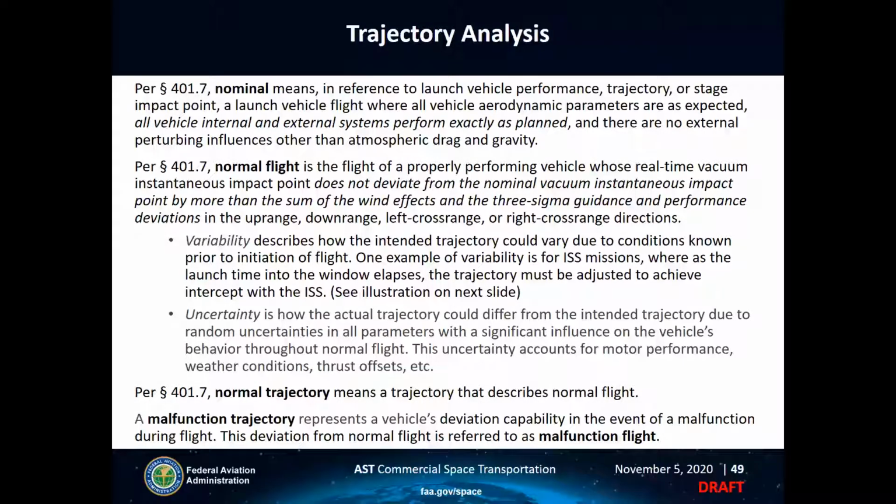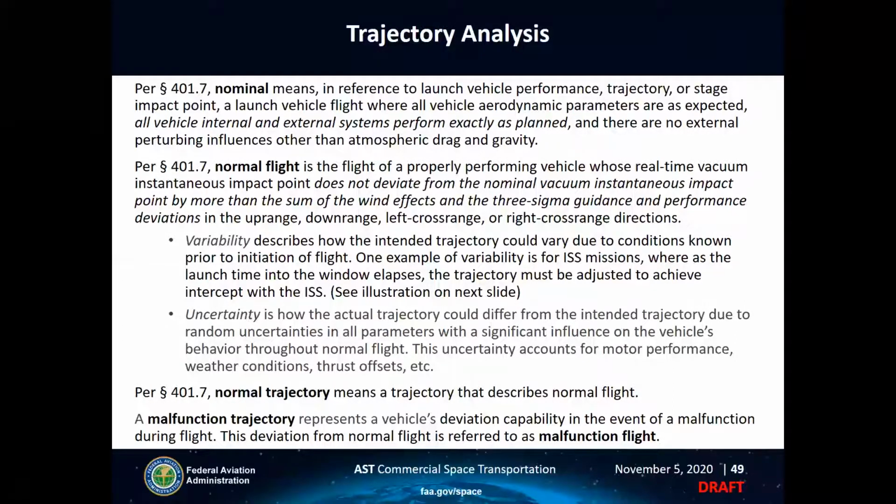Normal flight is the flight of a properly performing vehicle whose real-time vacuum instantaneous impact point, or IIP as it is commonly referred, does not deviate from the nominal vacuum instantaneous impact point by more than the sum of the wind effects and the 3 sigma guidance and performance deviations in the uprange, downrange, left or right cross-range directions. Within normal flight, variability and uncertainty exist.